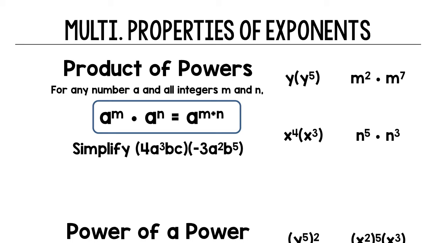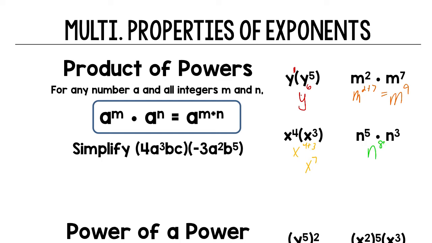So y times y to the fifth. This y with no exponent we can assume has a 1, and that becomes y to the 6th. M squared times m to the 7th becomes m to the 2 plus 7, or m to the 9th. X to the 4th times x cubed, that's x to the 4 plus 3, or x to the 7th. And lastly over here, n to the 5th times n cubed. Oh, that's an m. We want an n to the 8th.